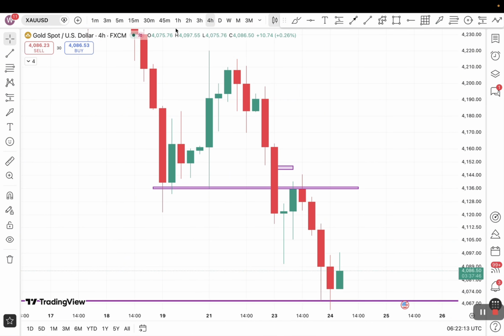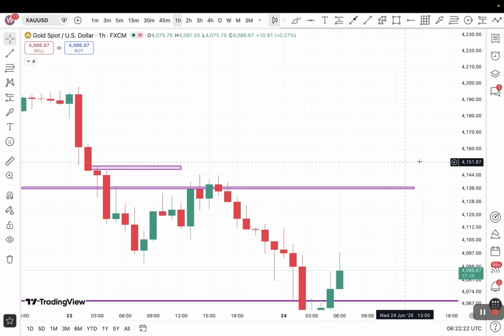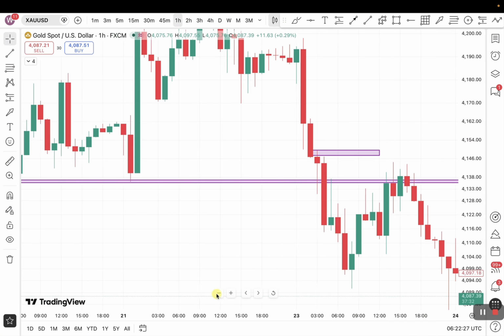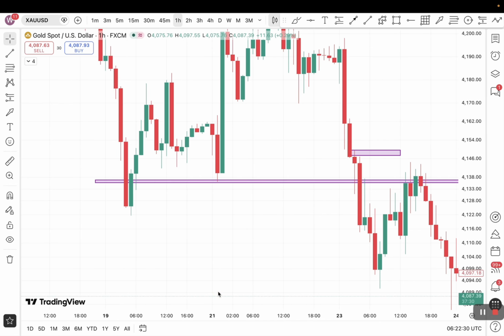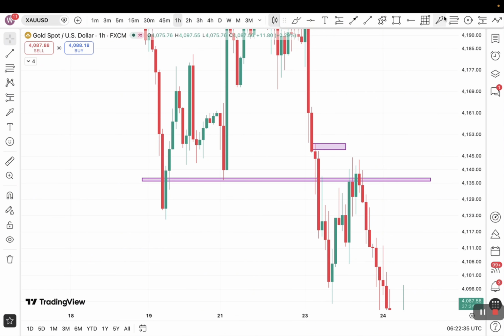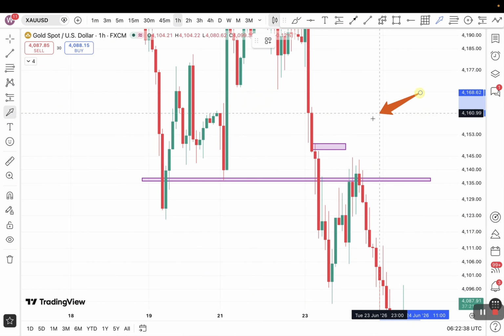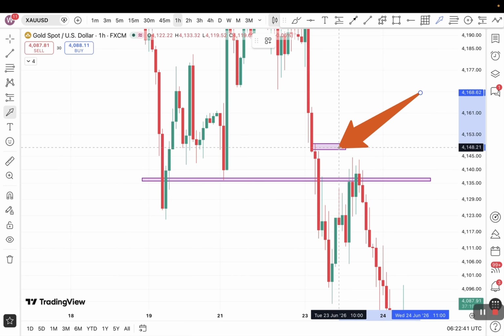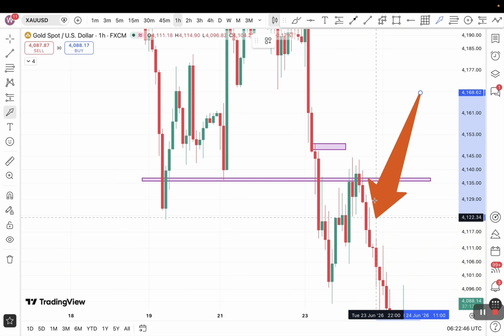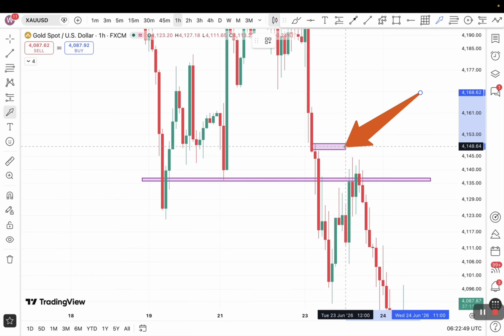Let me go to 1 hour so that you can see it clearly. You can see all the things I drew here are aligned with all the levels I drew on even the 1 hour. This first block I drew, I marked as the order block. You can see the market came there, reacted, and dropped drastically to the downside.